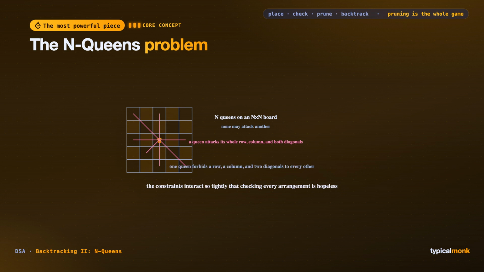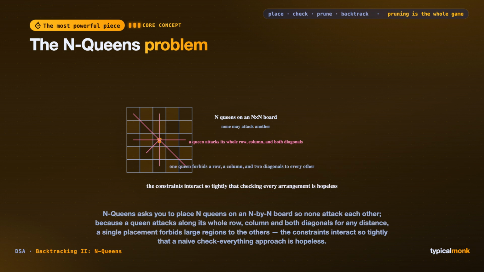The constraints interact: where you put the first queen shapes what is possible for the second, which shapes the third, and so on. Place a few queens carelessly, and you can easily reach a point where the next row has no safe square at all, a dead end. The number of ways to place n queens naively is enormous, far too many to check one by one for a large board. We need to be clever, and backtracking with pruning is exactly that cleverness.